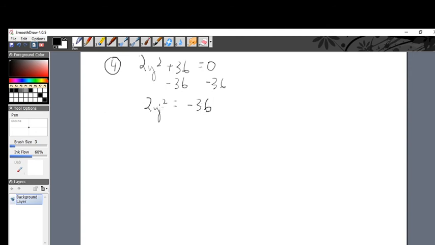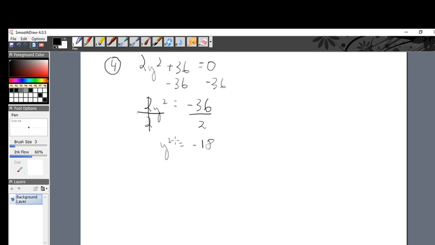What am I looking for? I'm looking for y. It could have been x here, but I'd be looking for x. Now it says y there, so I'm looking for y. Let's whittle it down to y. Minus 36 on both sides. I got rid of the 36 from the y side. I have to get rid of the 2 now. Divide by 2 on both sides. That's gone. I get y squared is equal to negative 18.